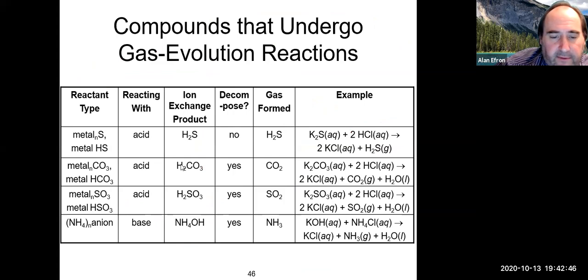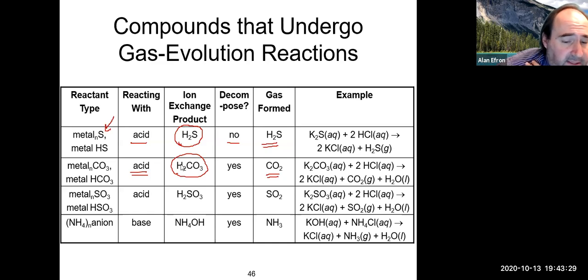So here's a nice little table that describes some of your different combinations and what you typically will get. If you take a metal that has just sulfur in it, or a metal with HS, and you react it with an acid, this is usually the gas that you will generate, which is hydrogen sulfide gas. No decomposition, it's a direct formation of that. If you take a metal like sodium carbonate, or sodium bicarbonate like we just saw, and you react it with an acid, you will generate carbonic acid. That will go through a decomposition reaction and it will yield carbon dioxide gas.